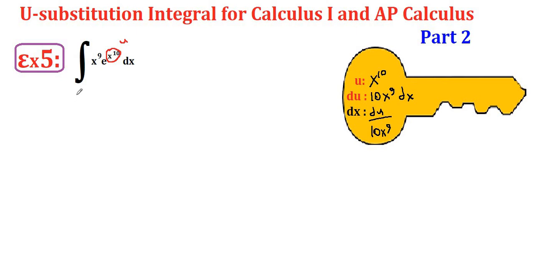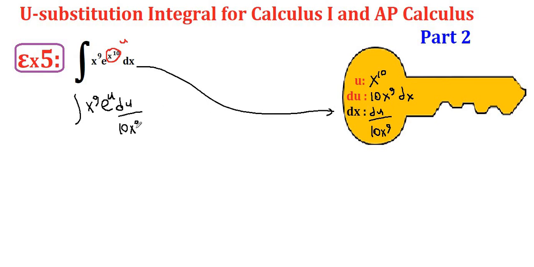If you rewrite everything in terms of u, we have x to the 9 here, e to the, instead of x to the 10, we're going to write u. And instead of dx, we're going to write du over 10x to the 9. The x to the 9's cancel out. And if you pull 10 in front of the integral sign, it's going to be 1 over 10, because this is in the denominator. So we have integral e to the u du.